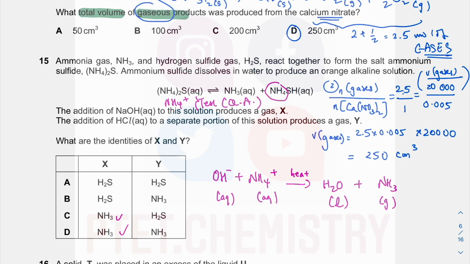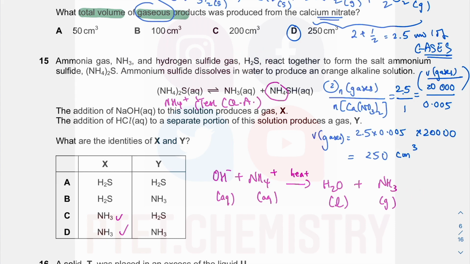And then when you add HCl to a separate portion of this solution, it will produce a gas Y. Well, it can't be NH3 anymore because your NH3 has been lost. Your NH4 plus is now lost. If you have normal NH4 plus, how do you get this in the first place? You get the ammonium sulfide by reacting this and this. So as this has been given out, you're left just with H2S.